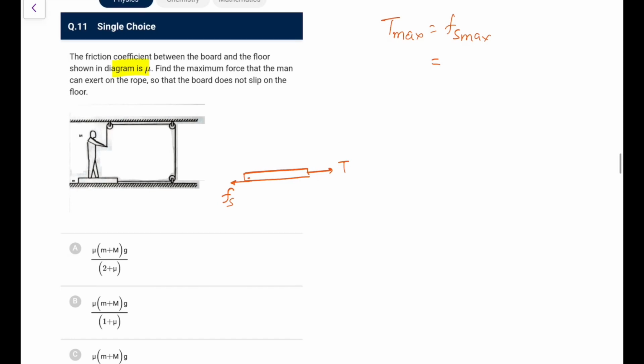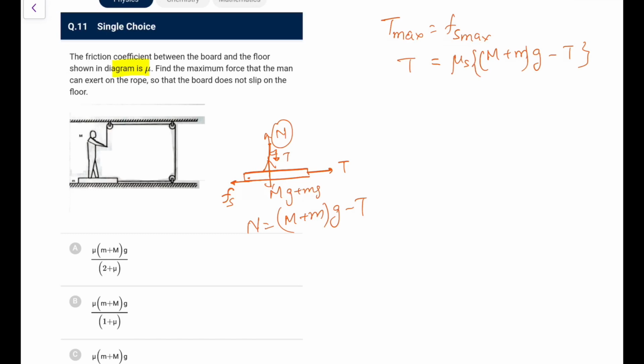Now for finding Fs max, let me draw the complete diagram of this man plus board. Because he pulls this string with the force T, the reaction he has would be T downwards. Plus he has his weight mg, and this has its weight mg, and this would be the normal. So the normal force here would not be the total mass times g, it would be (M plus m)g minus T, because of this T effect. So now we have mu s N, and what is N? (M plus m)g minus T.